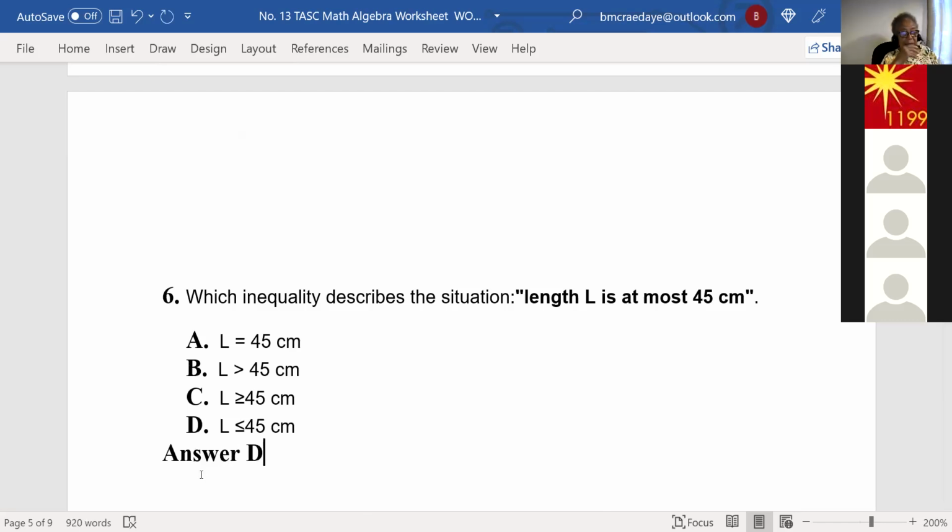Yes, I gave you a list of terms and how they translate, but this one you can look at and say, well, at most, that means it can't be higher than 45. So if it can't be higher than 45, then it's got to be less than or equal to 45. That's answer D. Okay, let's go to number 7.